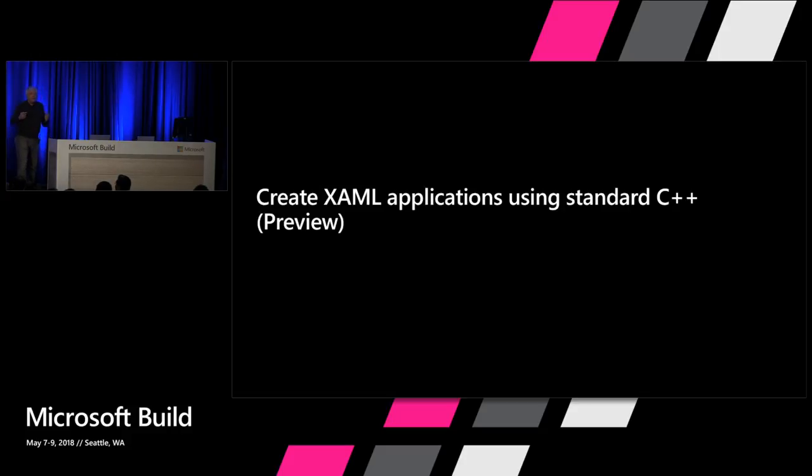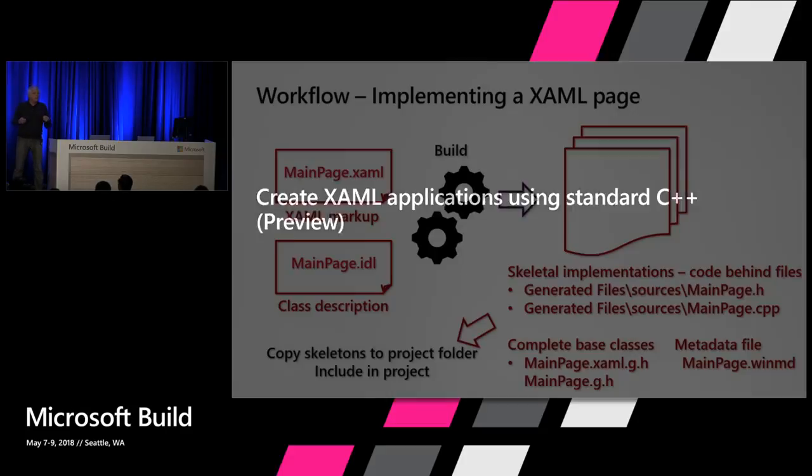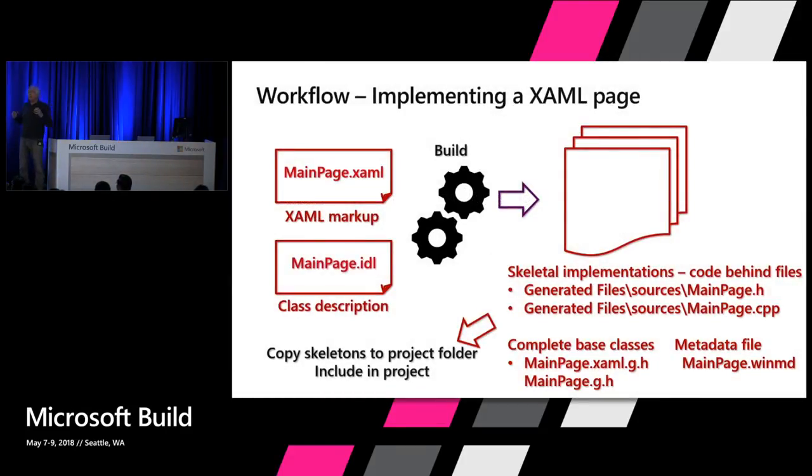All right, now let's talk about the last thing before we dive deep. Creating applications using standard C++, specifically XAML applications. Now, you've already seen the workflow. When you're writing an application, you're defining types. You're creating a main page type, you're creating a detail page type, maybe you're data binding to a data model type. You're implementing classes, and we've seen how to do that. The only difference is you have a XAML page in addition to the IDL page.